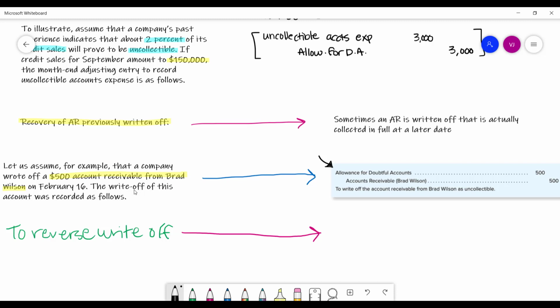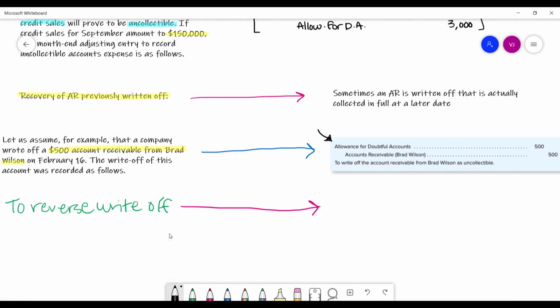But when Brad actually finally pays, what would that look like? Well, we would have to reverse the write-off first. So first, we would have to completely reverse what happened here. We would debit accounts receivable for $500, put it back, so to speak, and we would credit allowance for doubtful accounts to put back the amount that we took out. So we debit accounts receivable for $500 and credit the allowance for doubtful accounts for $500 to reverse the entry above.